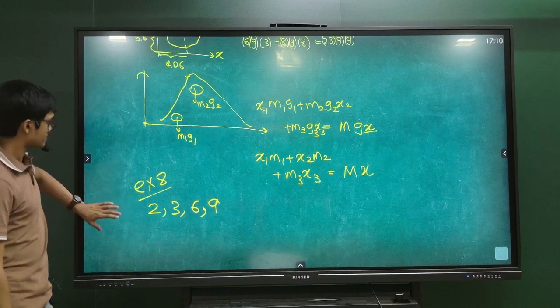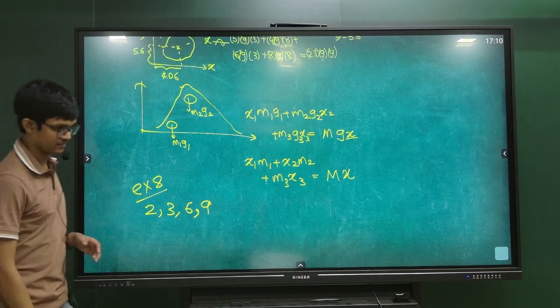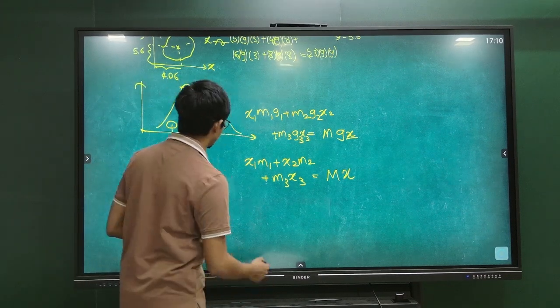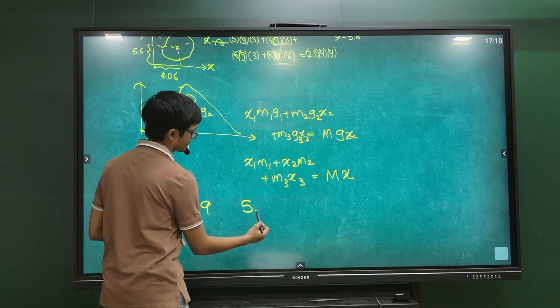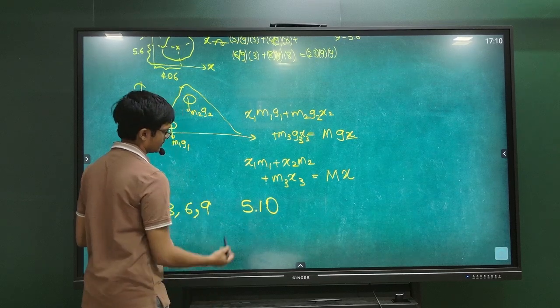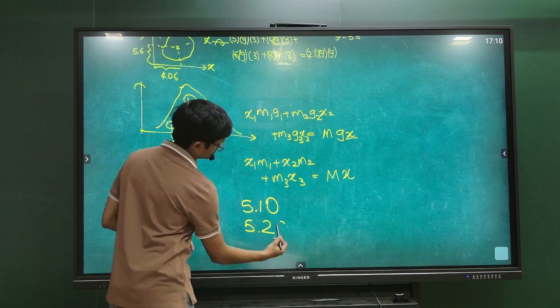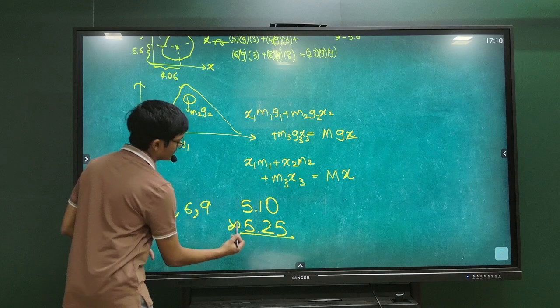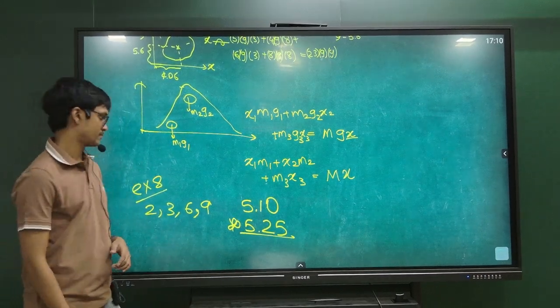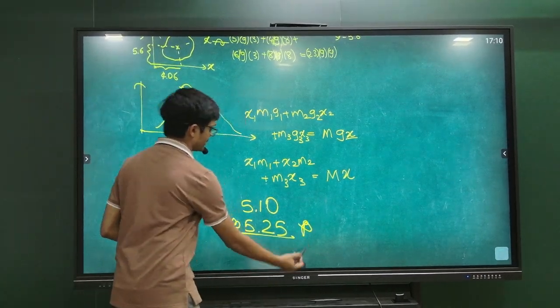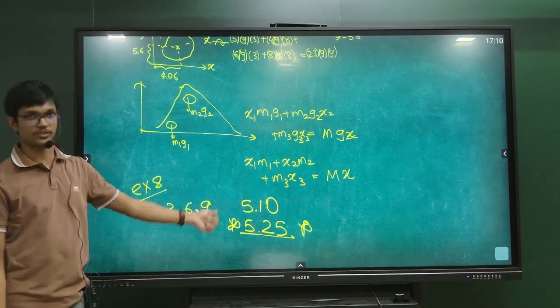So it's 10 past 5. Interval will be until 5:25. Clear? Take the interval, then do these questions.